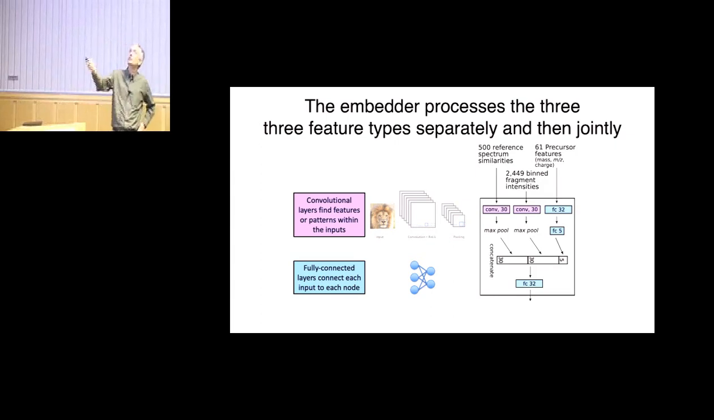And so this is a picture. We have 500 reference spectrum similarities. We have the bin fragment intensities, and then we have the precursor features. We handle the first two sets convolutionally, and then fully connected for the precursor features, partly because there's no real ordering of the precursor features, so a convolution wouldn't really make sense.